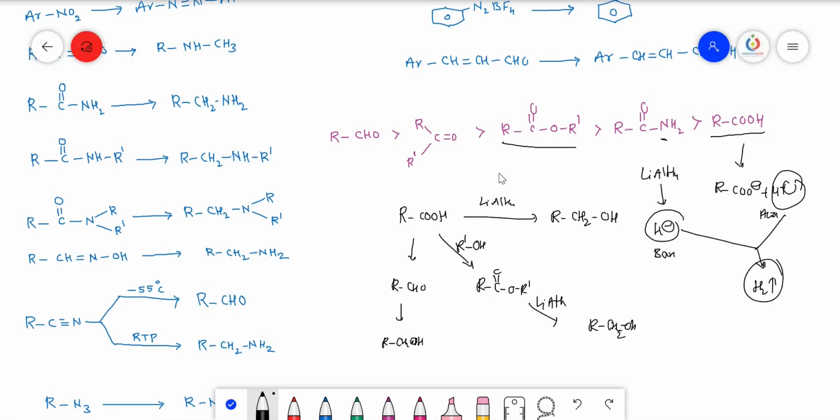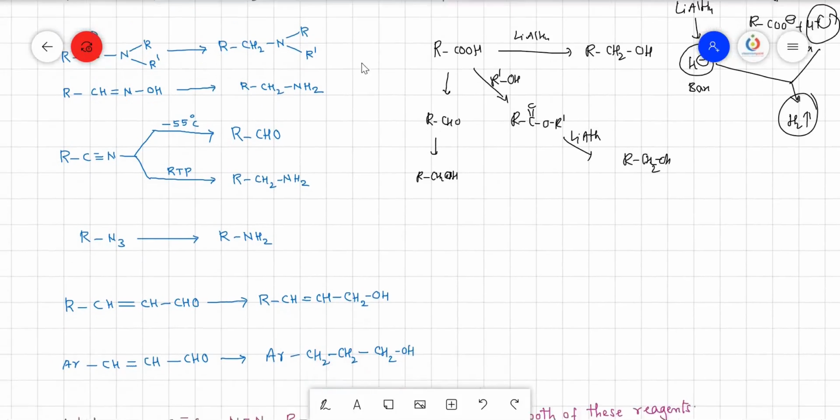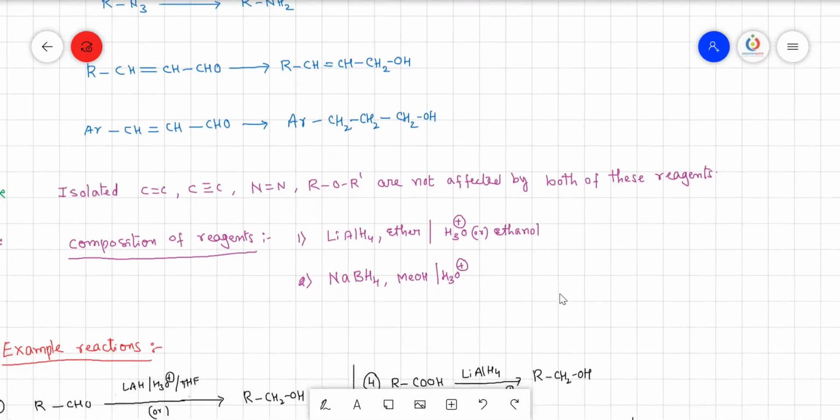So that's why you first make the carboxylic acid react with the alcohols to form the esters, then convert these esters to the alcohols. This is the preferable method in the reduction of carboxylic acids to alcohols.